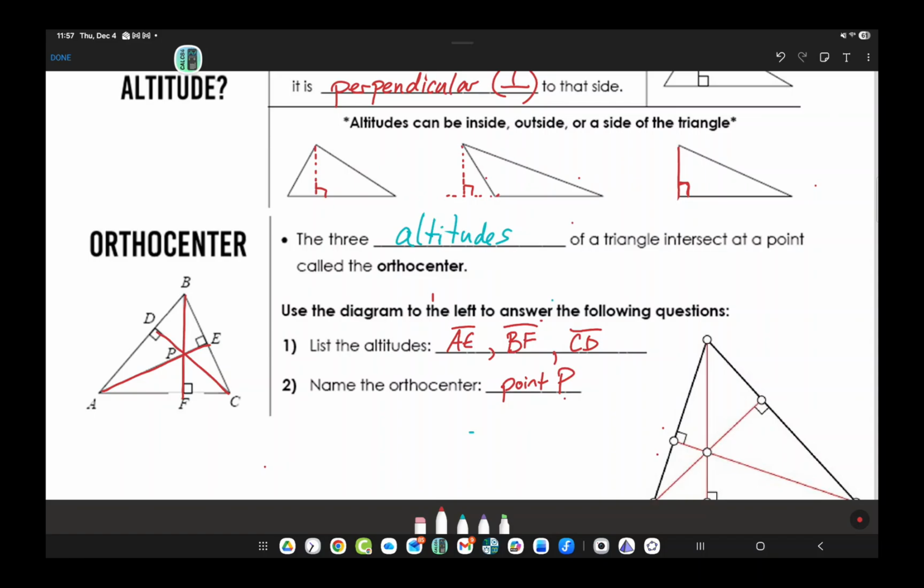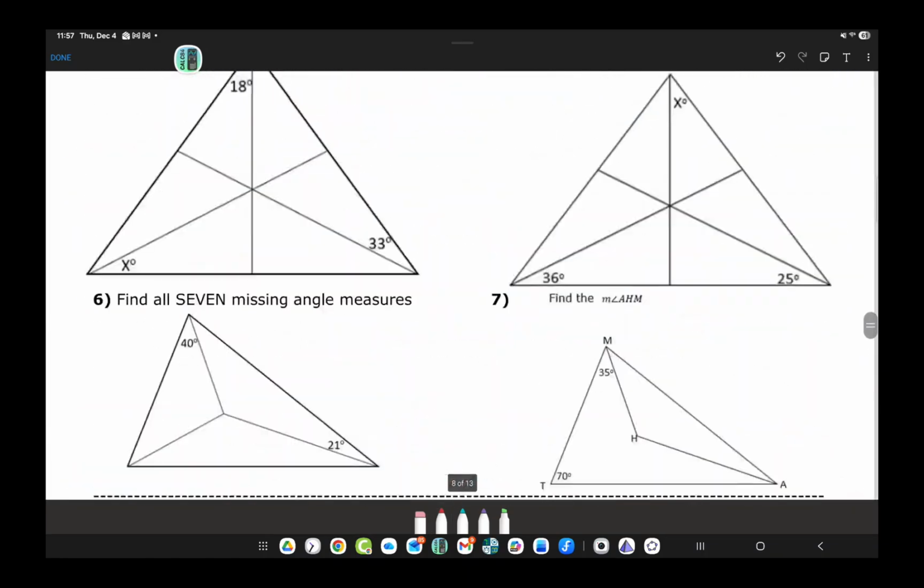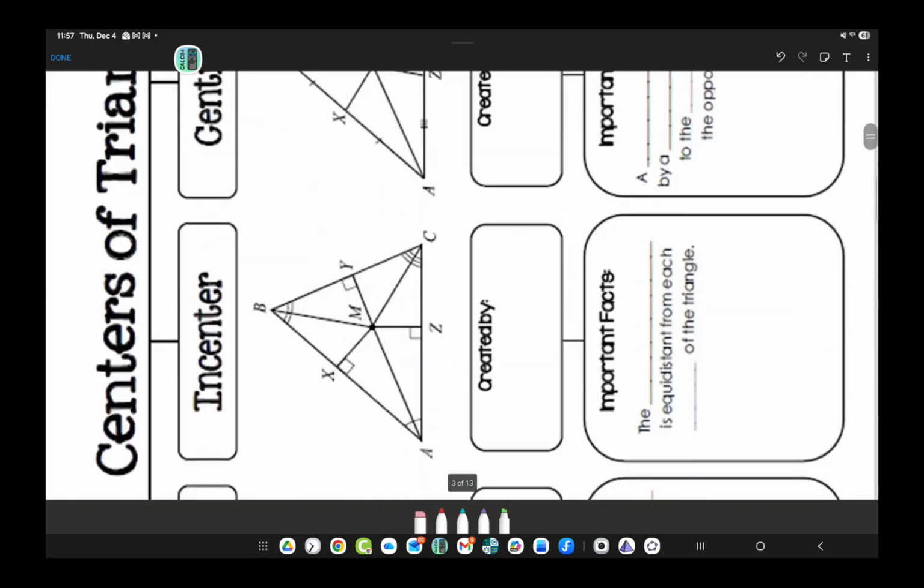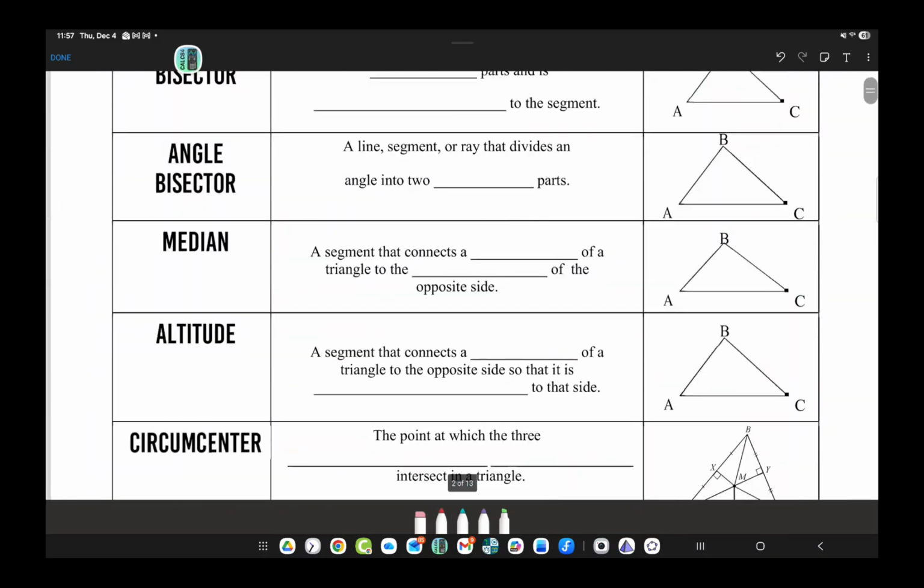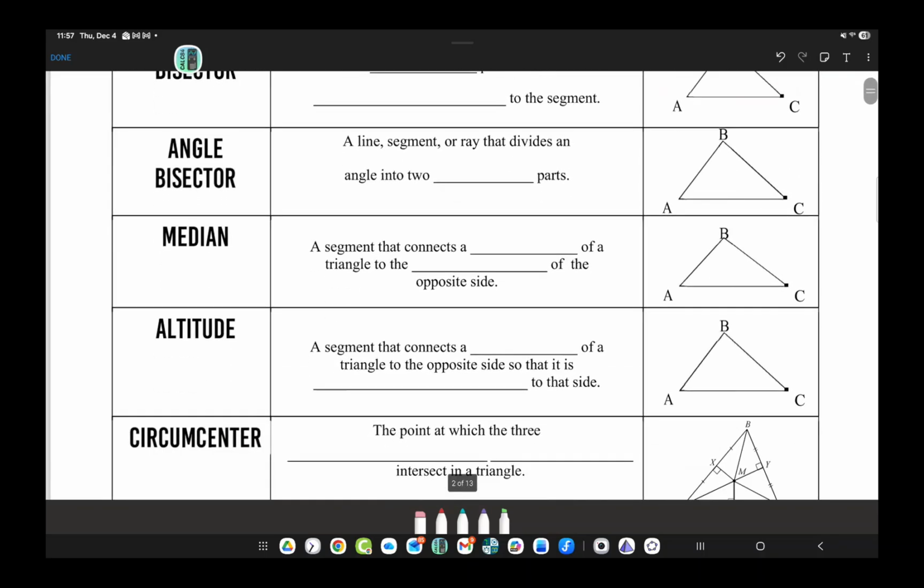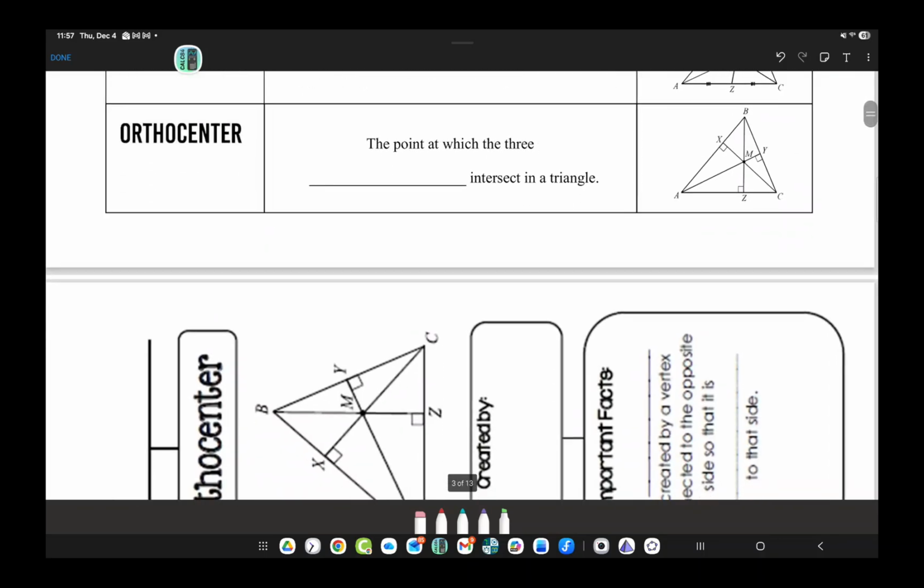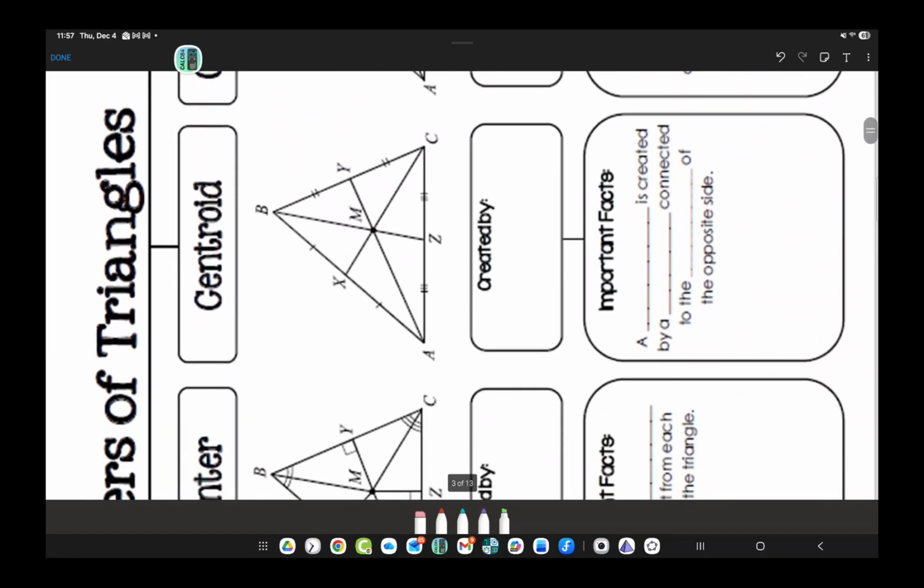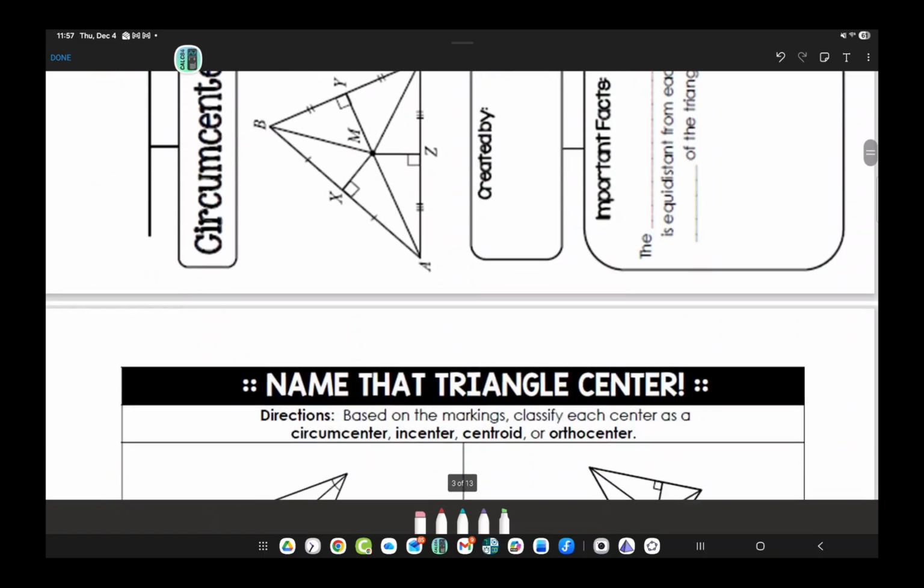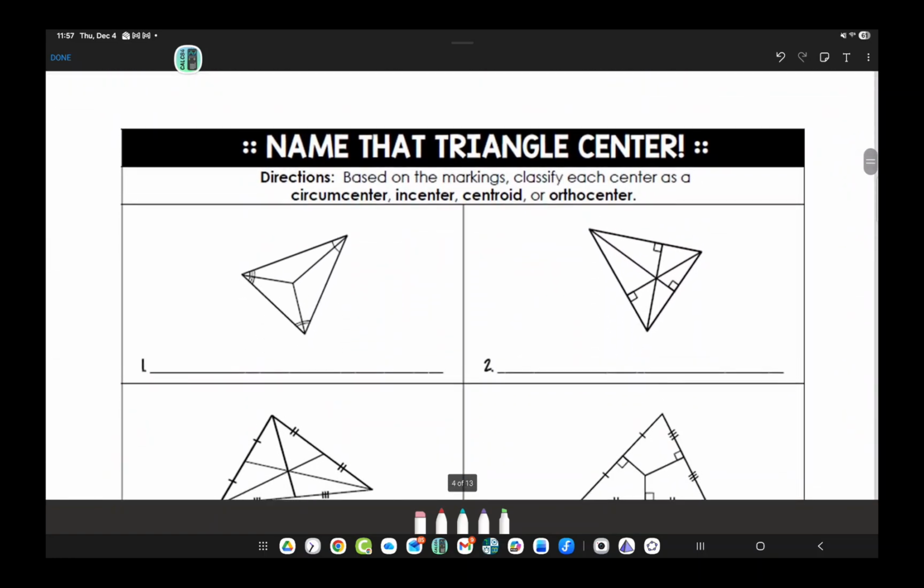So tomorrow we will go over the things we did not do at the very beginning. We're going to go back up here, start talking about mid-segment, bisectors, all these things right here. Okay, we're going to fill out this page, and we're going to practice name that center. That is what we're going to do tomorrow.